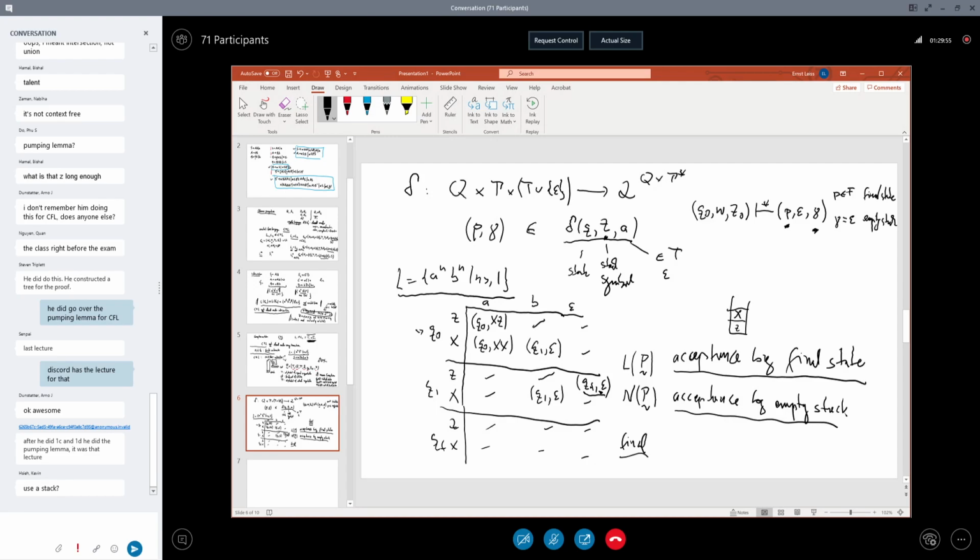In the case of acceptance by final state, it is immaterial what the gamma looks like. In the case of acceptance by empty stack, it is immaterial what the P is.